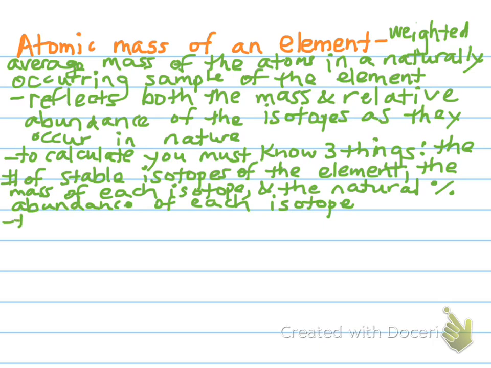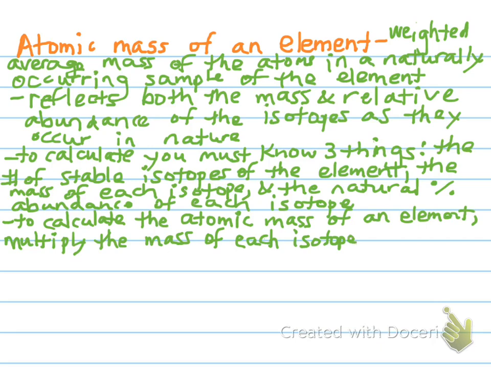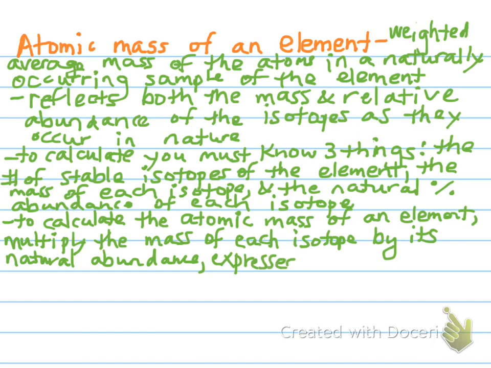To actually do the calculation of the atomic mass of an element, you're going to multiply the mass of each isotope by its natural abundance, expressed as a decimal. And then add the products.